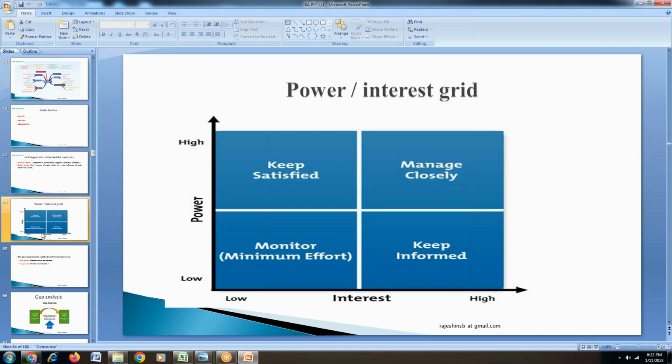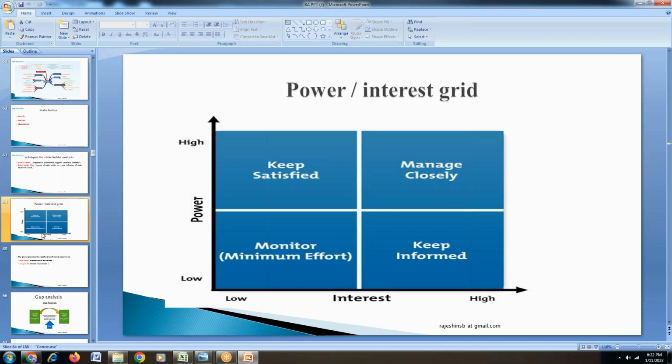Have you read? Done? Right. High power, high interested people. High power, low interested people. Low power, high interested people. Low power, low interested people. Again, I'm repeating: high power, low interest; low power, high interest; low power, low interest. So this is how the categorization is usually made.